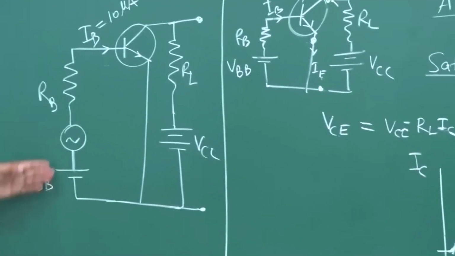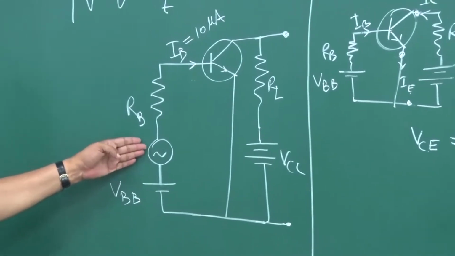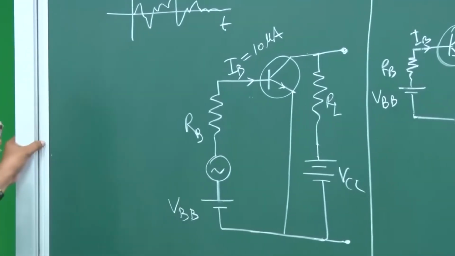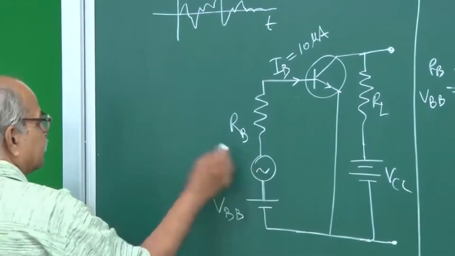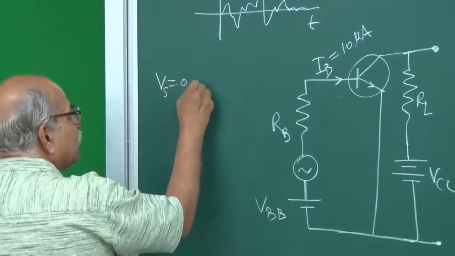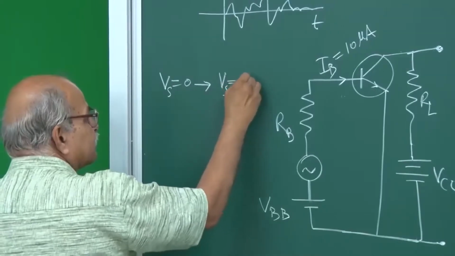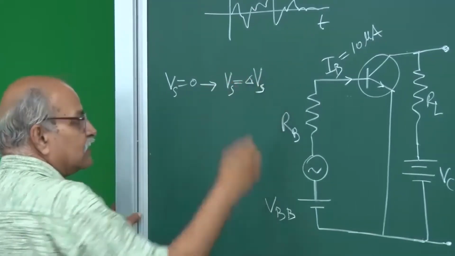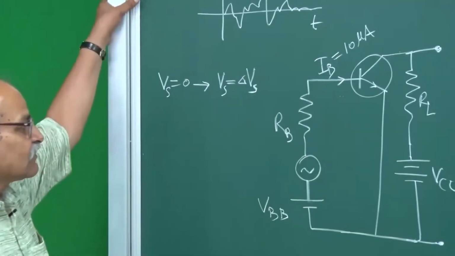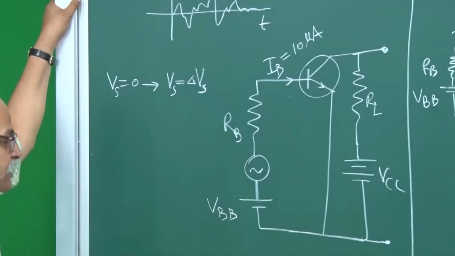Now, the signal is there. At a certain time the signal is 0, but then as time passes it changes. Let us say it changes by a small amount delta Vs. So this Vs, which was 0, goes from Vs equal to 0 to Vs equal to delta Vs. What will happen to IB? The IB will also change.